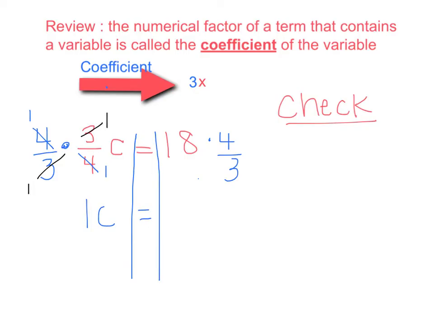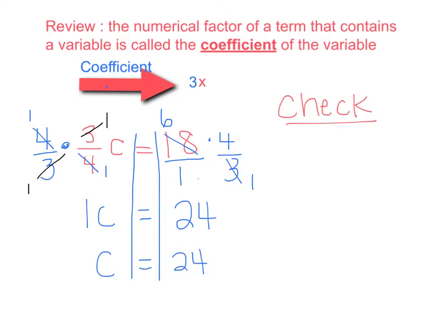Now on the right side, I'm going to turn my 18 into a fraction by putting it over 1. And then I can cross cancel. So 3 goes into 18 6 times. So this becomes a 6 here. And then 3 goes into 3 one time. So now I can just multiply straight across. 6 times 4 is 24. 1 times 1 is 1, so we don't need that 1. And we're left with 1c equals 24, or just c equals 24.